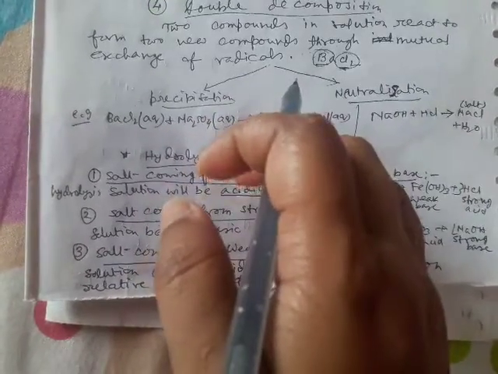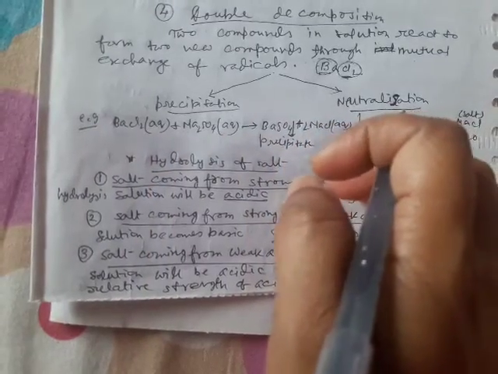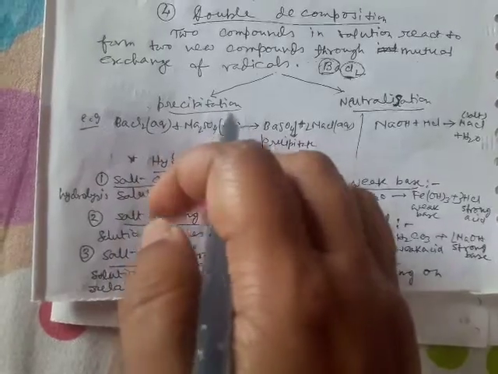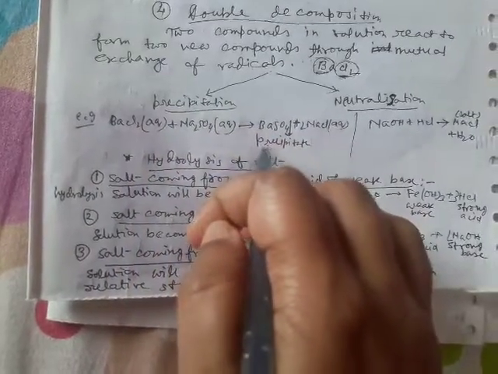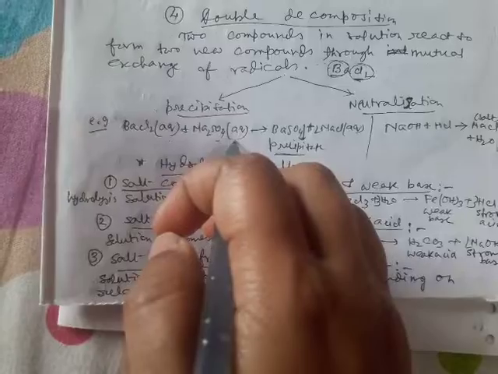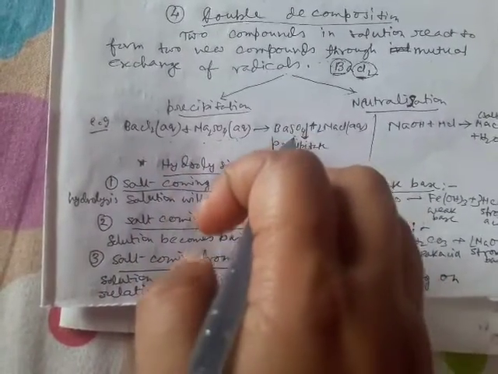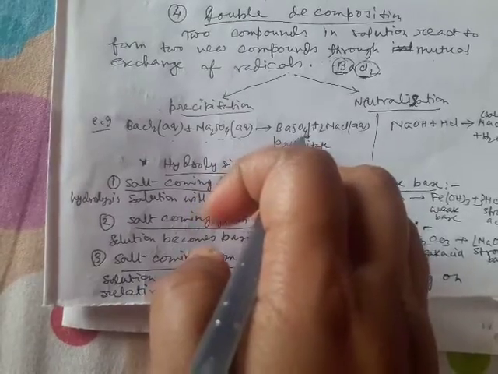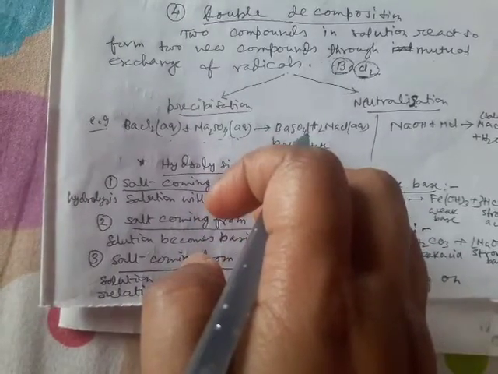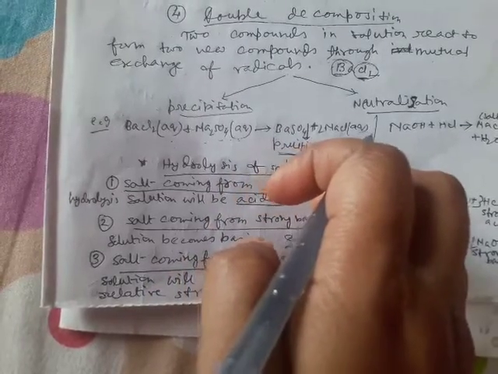Double decomposition reaction is of two types. One is precipitation and the other is neutralization reaction. Precipitation means when compounds react with each other, there will be formation of a precipitate. Precipitate means an insoluble substance. Say barium chloride reacts with sodium sulfate in aqueous solution, that is, in water solution, then there will be formation of barium sulfate, which is precipitated out, and also sodium chloride which remains in solution.